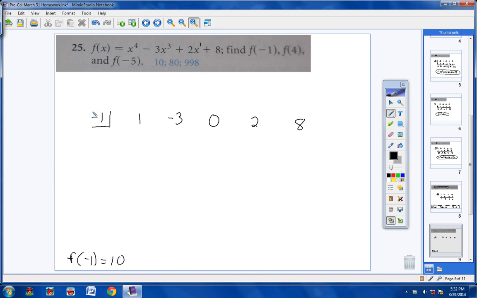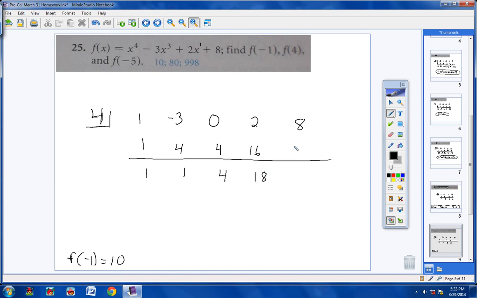Okay, next we're going to put a +4 in. We're going to evaluate the function at f of 4. So here we go. Bring your first number down, 1. 4 times 1 is 4. Combine, you get a 1. 4 times 1 is 4. Combine, you get 4. 4 times 4 is 16. Combine, and you will get 18.